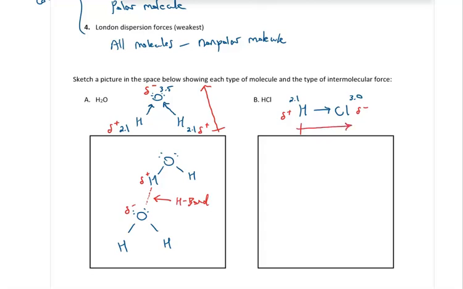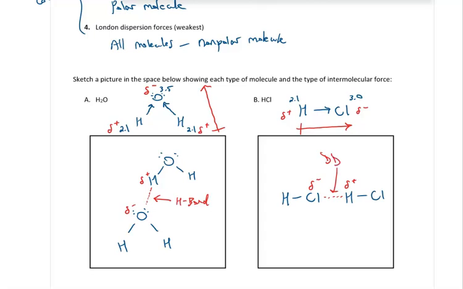I have a polar molecule again, but the difference is I do not have a hydrogen connected to an F, an O, or an N. So I would not have hydrogen bonding. In this case, I'm going to draw two separate molecules. I'm going to have my HCl, and it's going to be attracted to another HCl, where the partial negative chlorine is going to be attracted to the partial positive hydrogen of another molecule. Now, this would be a dipole-dipole interaction.